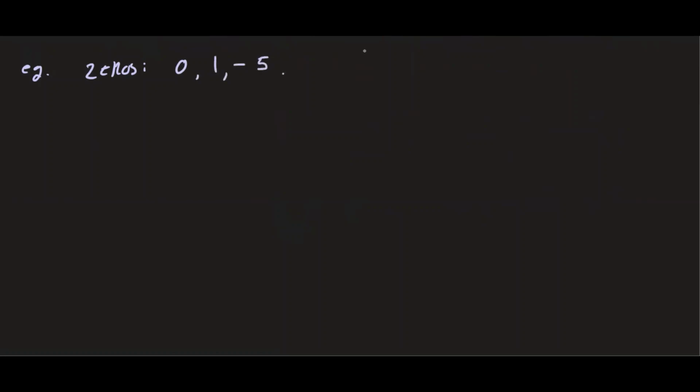And we also want the coefficient of, let's say, the coefficient of the x term to be -10. So we want the polynomial to have zeros 0, 1, and -5, and the coefficient of the x term to be -10. So let's go ahead and do that.